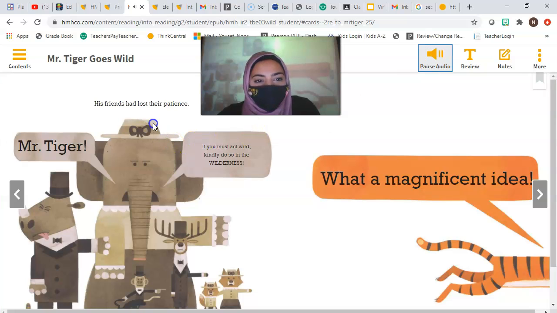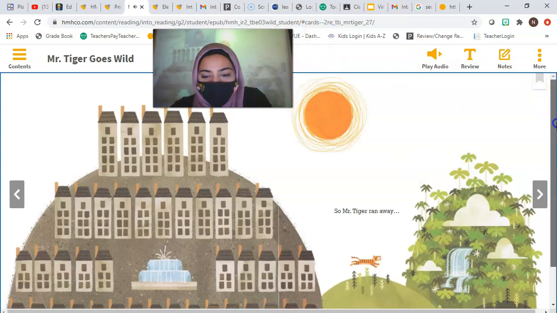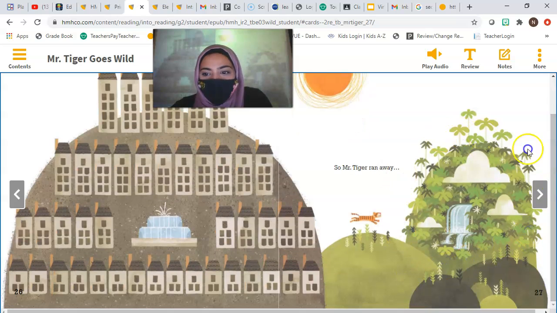His friends had lost their patience. Mr. Tiger, if you must act wild, kindly do so in the wilderness. What a magnificent idea. So they're saying, if you want to be wild, where should you go? To the wilderness. And did he like that idea? Yeah, what a magnificent idea. Where do you think he's going? To the wilderness. So Mr. Tiger ran away. There he is. He's running away to the wilderness. Look at the wilderness. A waterfall and green leaves. It is beautiful.